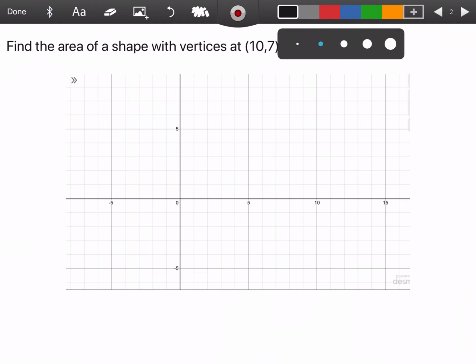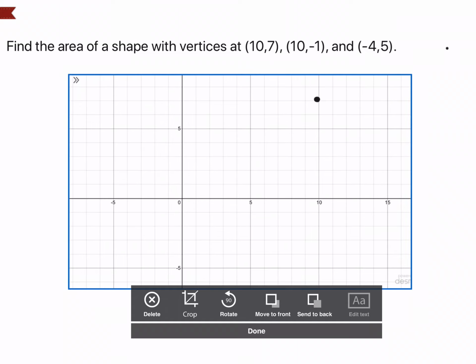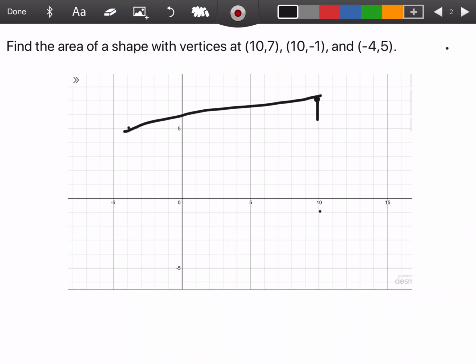Taking a look at our next one, we have points at 10, 7. So again, we're going to go to the right 10. We're going to go up 7. So here's our first point. Our next point is 10, negative 1. So we're going to go right 10, down 1. Our next point is going to be at negative 4, 5. So we're going to go left 4 and go up 5. And let's connect our pieces here. Okay, so we know we're looking at a triangle.